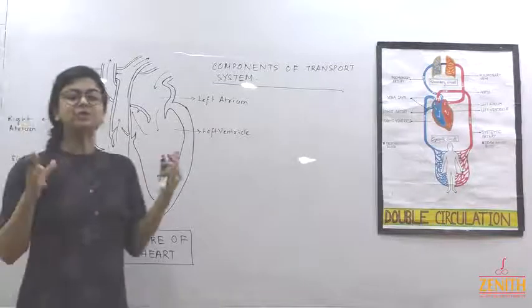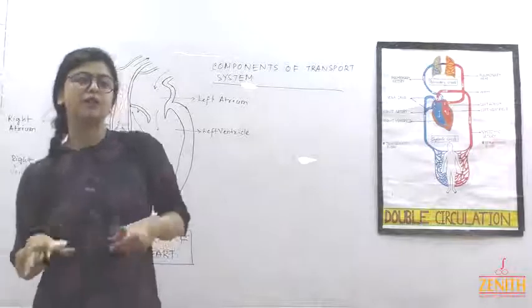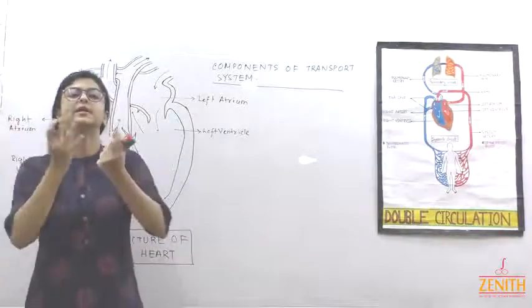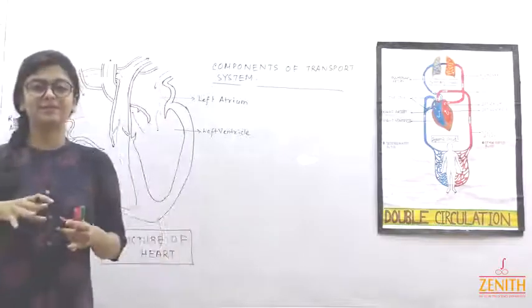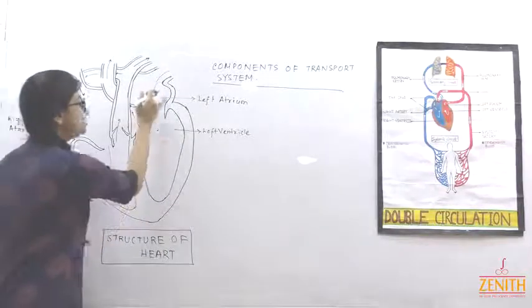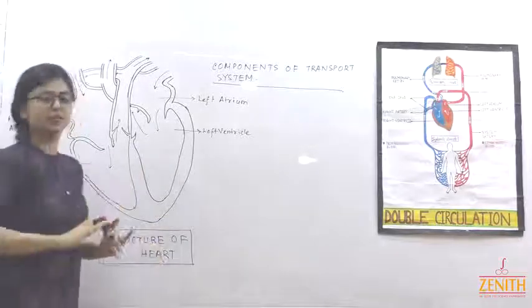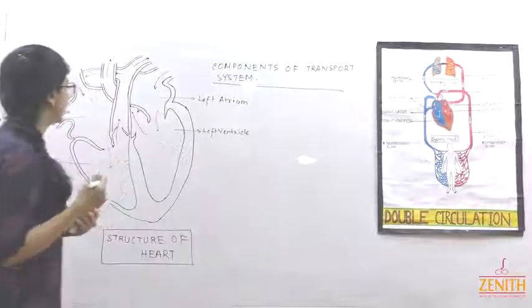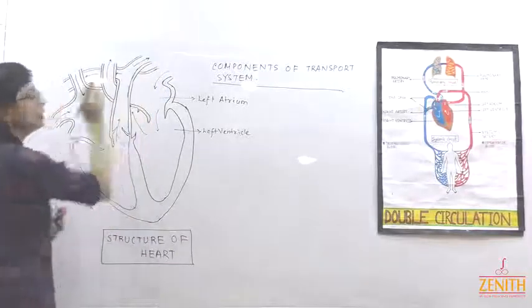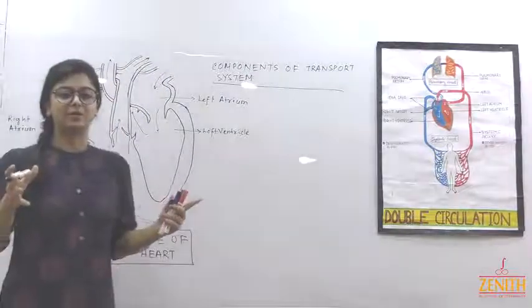So, atriums are the upper chambers of the heart. What is the function of the atrium? They will collect the blood from the different parts of our body, from different organs. Then what will it do? It will send the blood to the ventricle. So, the ventricle takes the blood from the atrium. Then the ventricle will pump the blood to the different parts of our body.